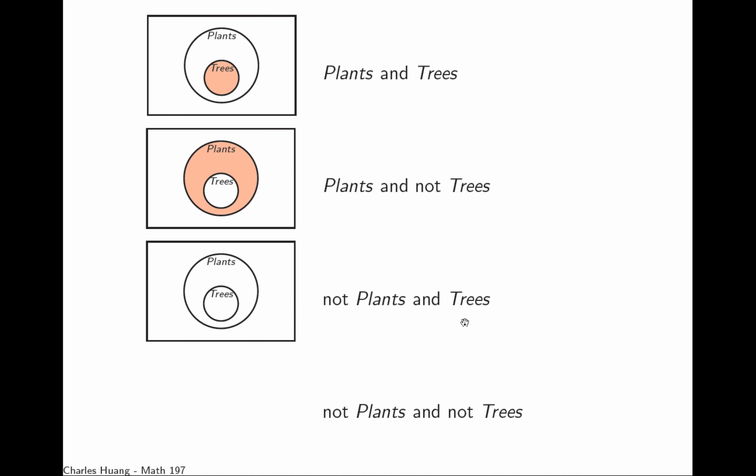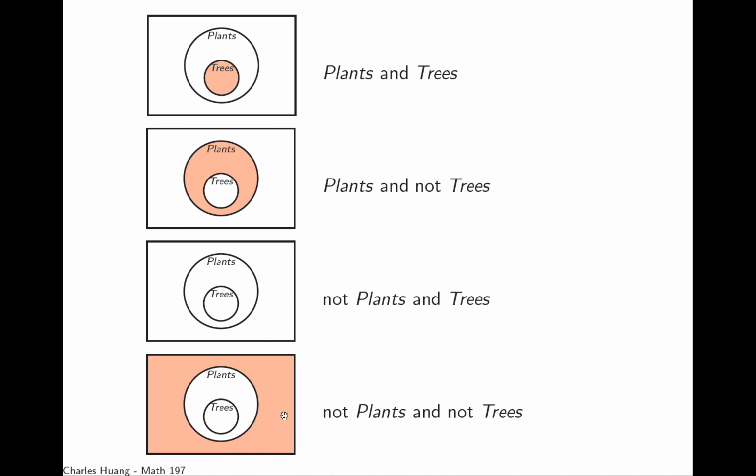We cannot really find anything that's a tree but not a plant at the same time, so we wouldn't be able to find it in our Venn diagram. Finally, the outside, where it's both outside the plant circle and the tree circle at the same time, that's when we have something that's not a plant and not a tree.